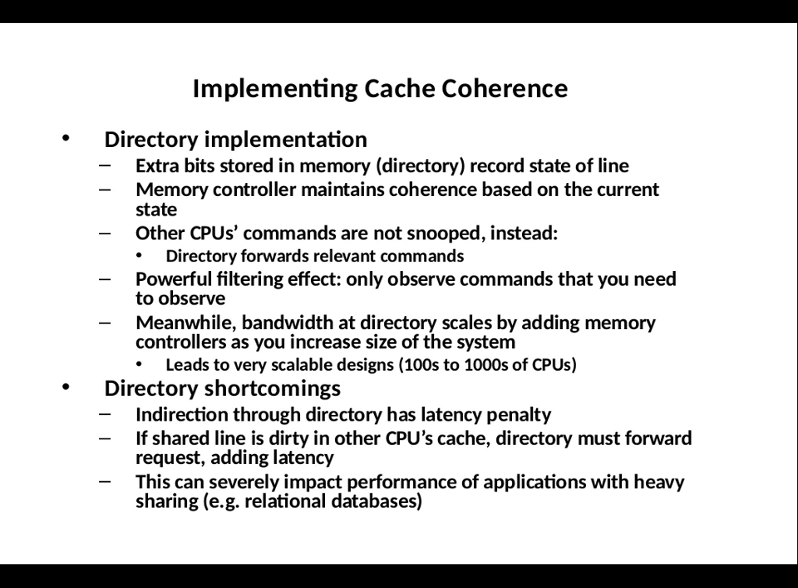All right. Directory implementation. Where do we implement it? You could put it into main memory, record state per line. Other CPUs' commands are not snooped. Instead, the directory forwards the relevant commands. Powerful filtering effect: only observe commands that you need to observe. Bandwidth at the directory scales by adding memory controllers as you increase the size. So that's good because you have Ethernet here and little memory controllers down here, or you'd have your directory up here as well. And then each processor would keep a directory with the other little memory controllers.